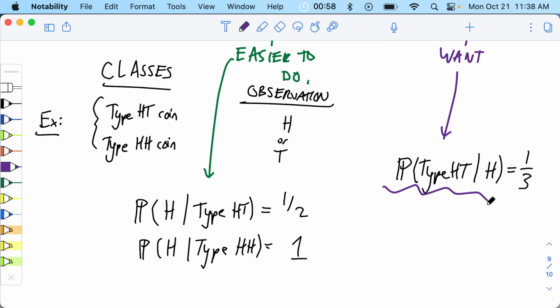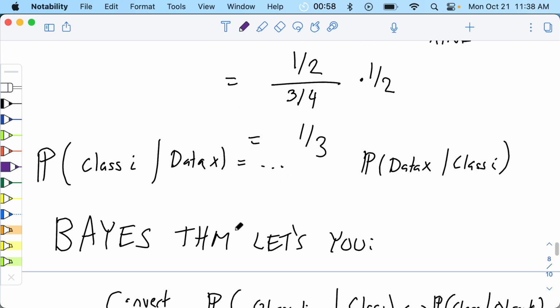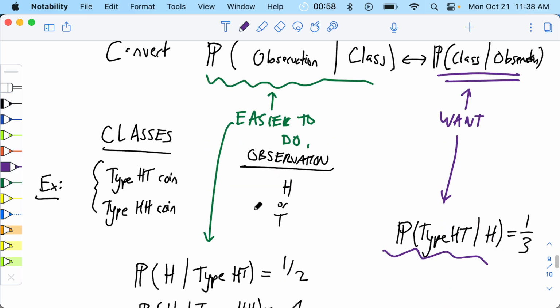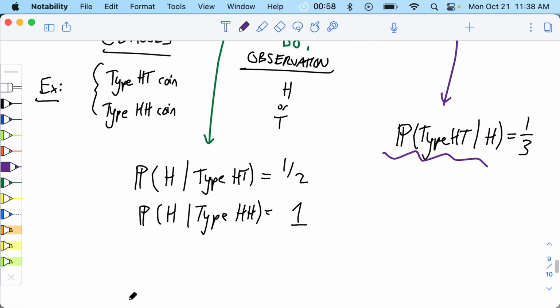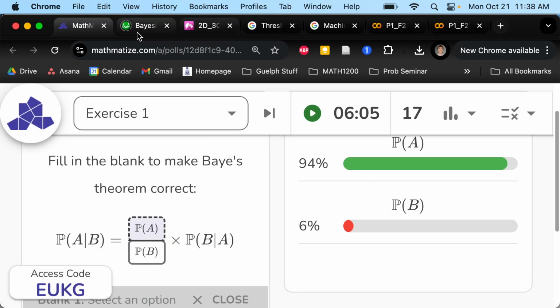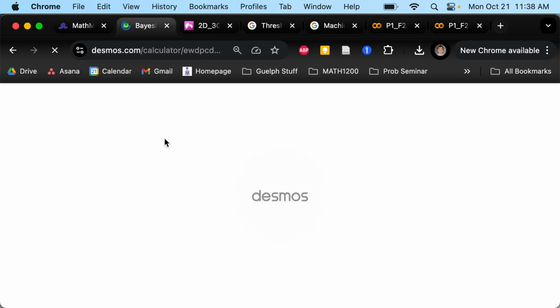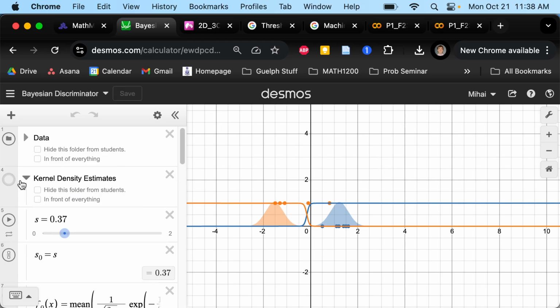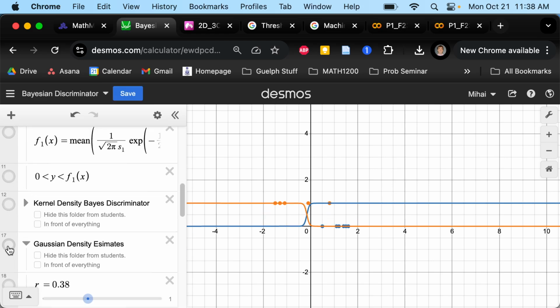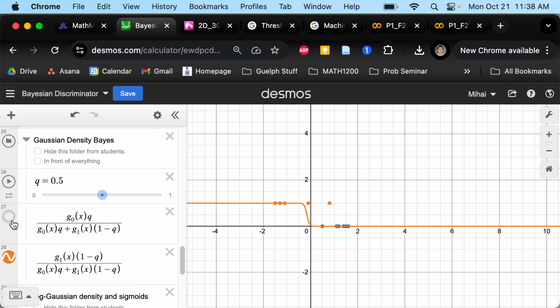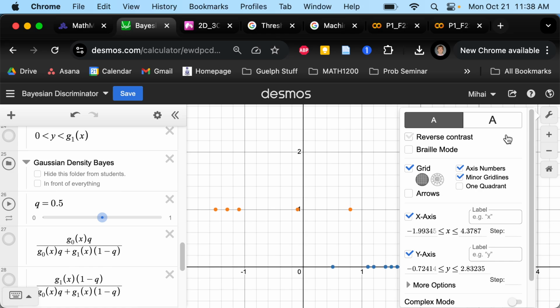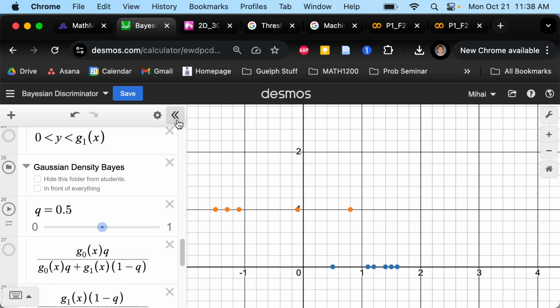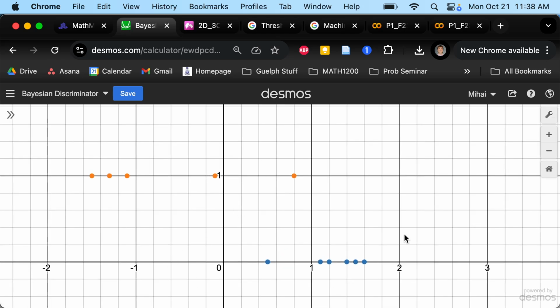Okay, so we're going to use Bayes' theorem. Let's start with the fun thing, which is the little applet. So here is the little applet, just to make things a little concrete, which I call my Bayesian discriminator. Let me turn off some of these things. No peeking, no cheating and looking at what I'm doing. Okay, so here is a little thing. I got two types of points. Let me make the points a little bigger. So the observations are x values. So instead of seeing a heads or a tails, you see a number.